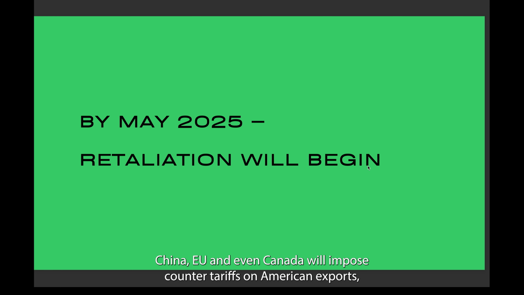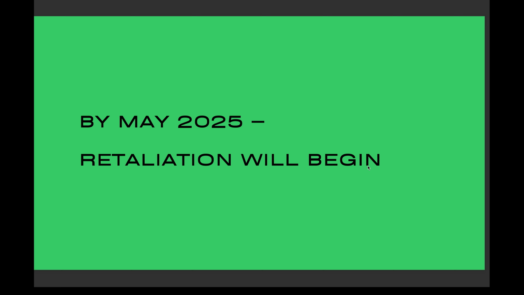By mid-May, China, the EU, and even Canada will impose counter tariffs on American exports, including soybeans, semiconductors, and aircraft parts. This will hit companies like Boeing, Intel, and major agriculture firms. Markets will remain volatile, with daily swings of 300 to 500 points on the Dow becoming the new normal. Consumer sentiment will also begin to dip, as prices of imported goods, from smartphones to clothing, start to rise.